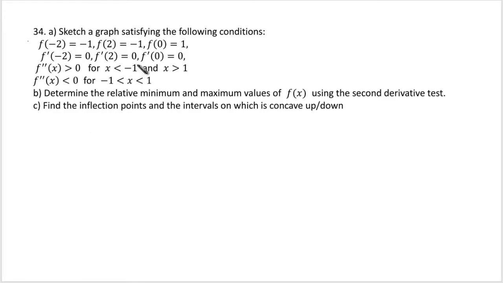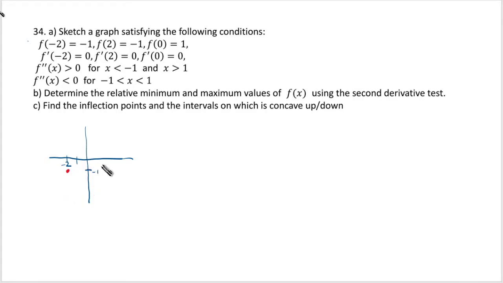Sketch a graph satisfying the following conditions. Let's draw a coordinate system to see what this is about. You have f of -2 is -1, so the graph must be passing through this point, (-2, -1), right?